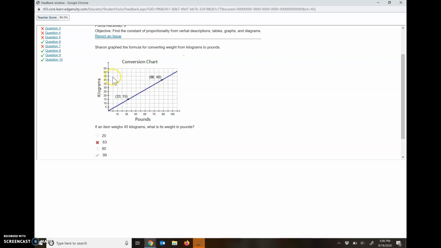So we're going to try and find the line going all the way across from 45. And it looks like it's right here, somewhere between 90 and 105. And in between 90 and 105 would be 99. So it looks like it's right there before that line.